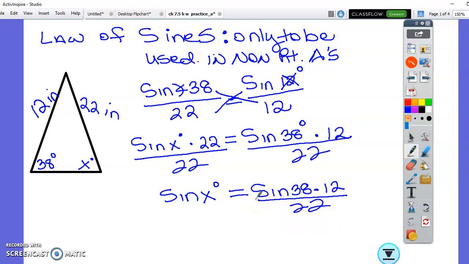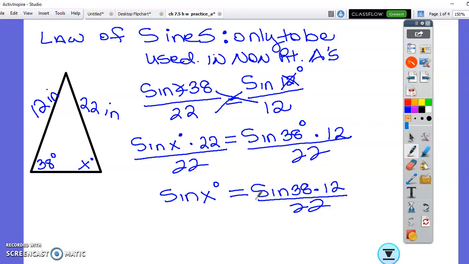And now it's all calculator work. So take out your calculators. On your calculator, you're going to punch in 38 sine, and you get a ratio of 0.615661475, and then multiply that times 12. And you get 7.3879377704, and finally divide by 22 and hit equals. Your final ratio should be 0.33581535.